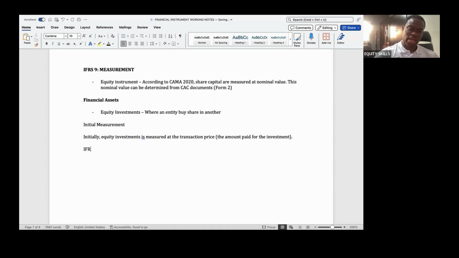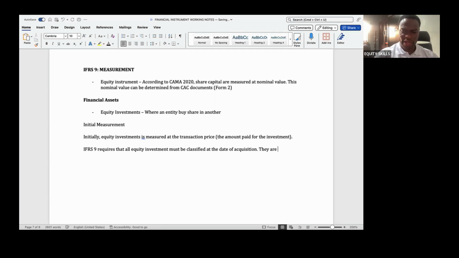But IFRS 9 requires that all equity investments must be classified at the date of acquisition. So IFRS 9 requires that when you buy these shares, you need to classify them. You have to classify them so that we can understand your intention for buying these shares. Okay, let me show you. How do we classify them?